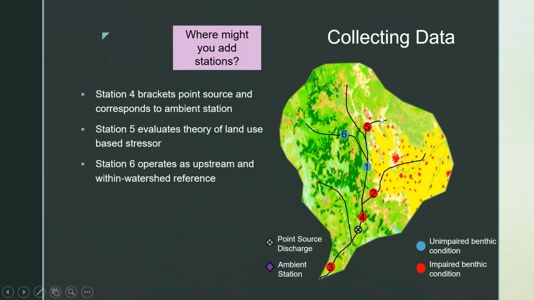Maybe this also has high agricultural influence, and if we see low VSCI scores here, it might add support to our theory about what's going on in this particular watershed. Again, number 1 might be used as a within-watershed reference. If we didn't have that, maybe we want to try to establish another one somewhere in the watershed where we know that the land use suggests that it may be unimpaired.